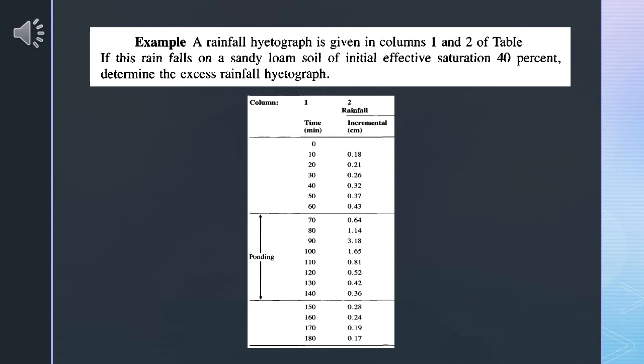Okay, let's go through another example. A rainfall hydrograph is given in columns 1 and 2 of the table. If this rain falls on a sandy loam soil of initial effective saturation 40%, determine the excess rainfall hydrograph. We have time given in minutes, and we have rainfall incremental in centimeters. Let's go through and then try to solve this question.